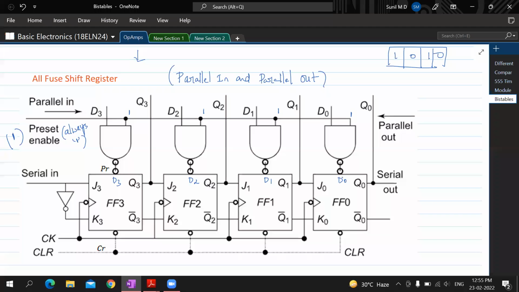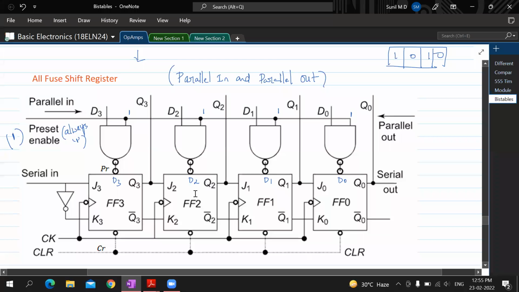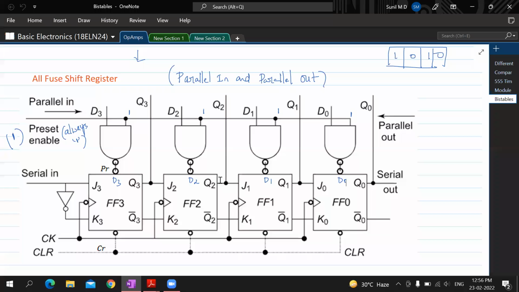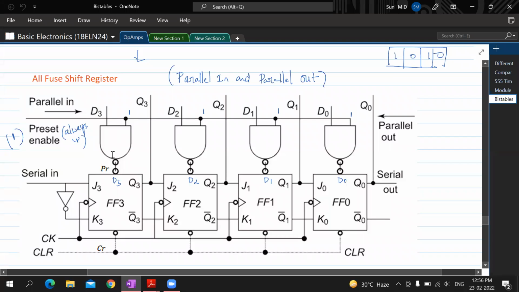Yes, sir. Okay. Now, if you have understood this, the next thing that you need to look at is, do you think all these data are being given to all the flip-flops at the same time? Can you answer that now? I said this particular arrangement will bring D3, D2, D1, D0 into the flip-flop. Now the question is, are these data bits brought into the flip-flops at the same time?